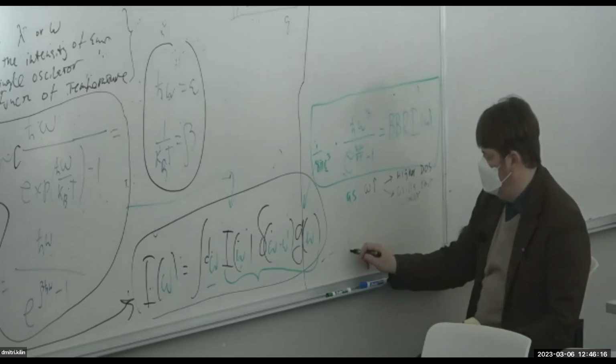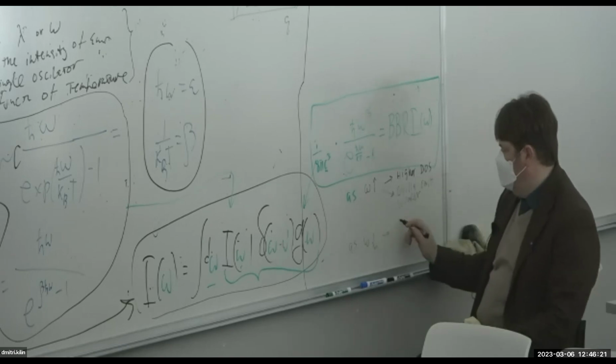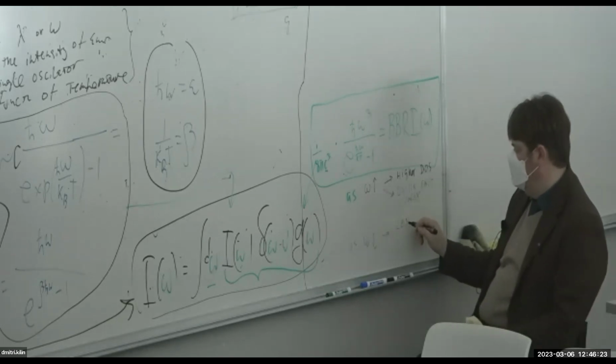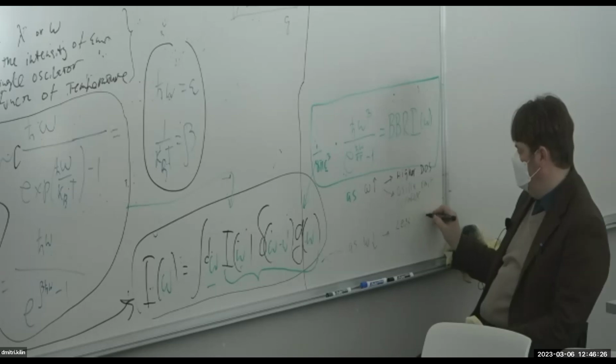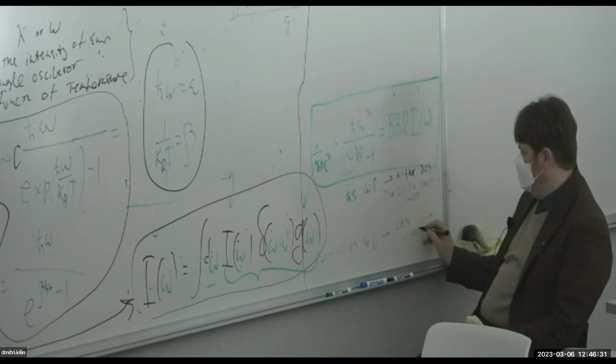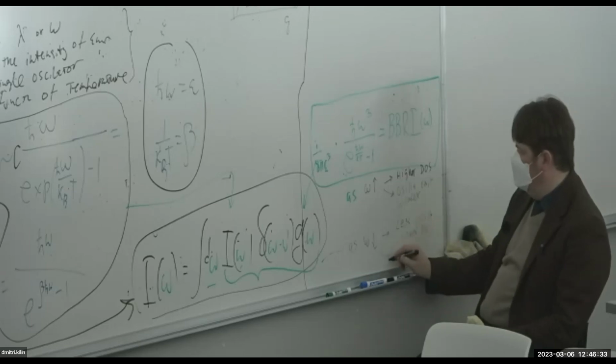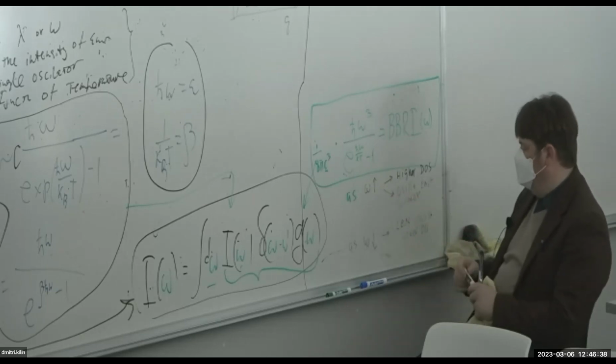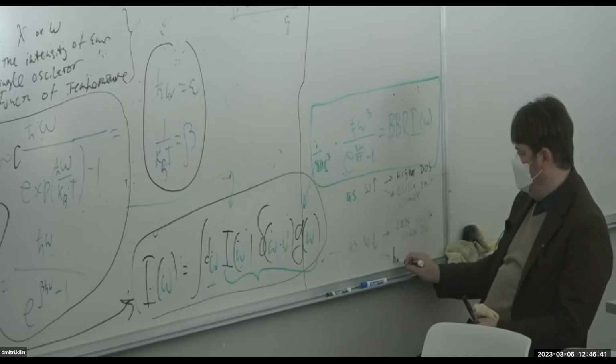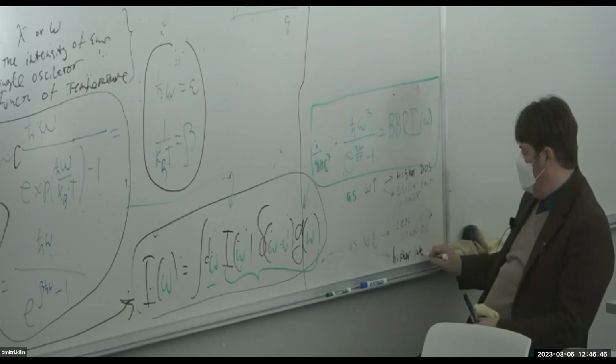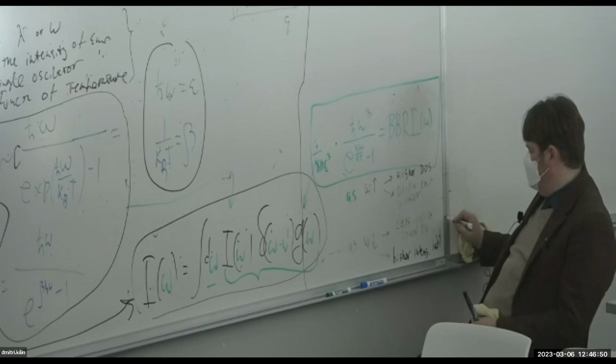And second trend, as frequency decreases, we have fewer states, fewer oscillators. So it is lower density of states. But due to this statistical factor, it emits more vividly. So it's a higher probability of emission. Higher intensity of each individual oscillator.